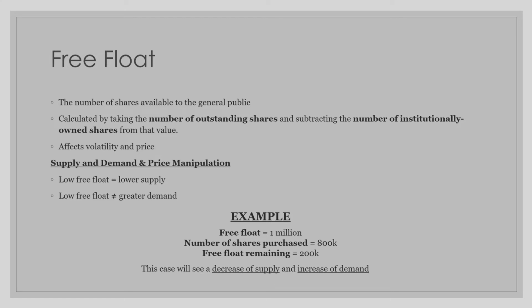Free float represents the number of shares available to the general public. It is calculated by taking the number of outstanding shares and subtracting the number of institutionally owned shares from that value. To put it into simpler terms, you will take the total amount of shares and subtract those owned by executives and governments. The remaining amount is the free float. Free float is important as it affects volatility and stock price.